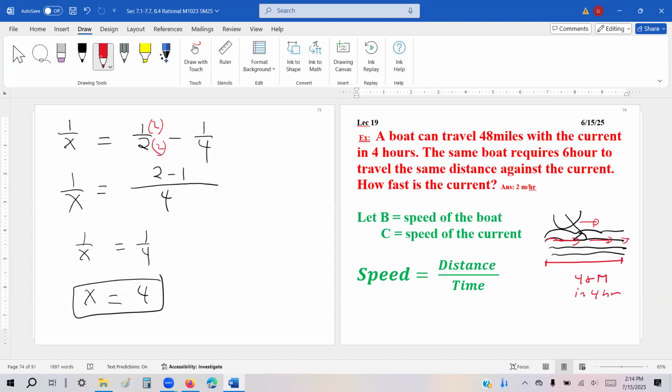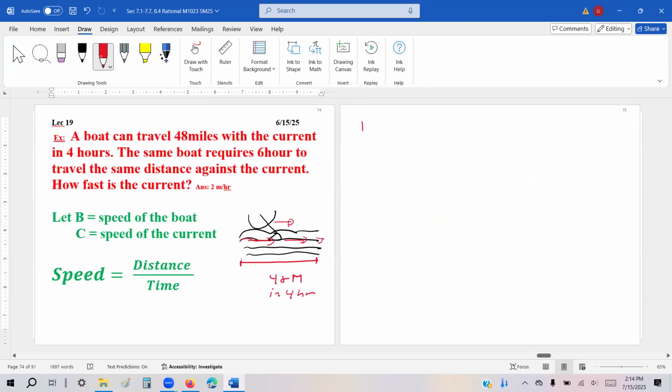So we have 2 scenarios. In the first scenario, your boat and the current, they are going together. They are crossing 48 miles in 4 hours. So that is our speed, which is 12 miles per hour. Because you're crossing 48 miles in 4 hours. So how much you are crossing in 1 hour? 12. That's the speed. How much you cross in 1 hour. So when people ask, what is the speed of your car? It means how much your car can go in 1 hour.